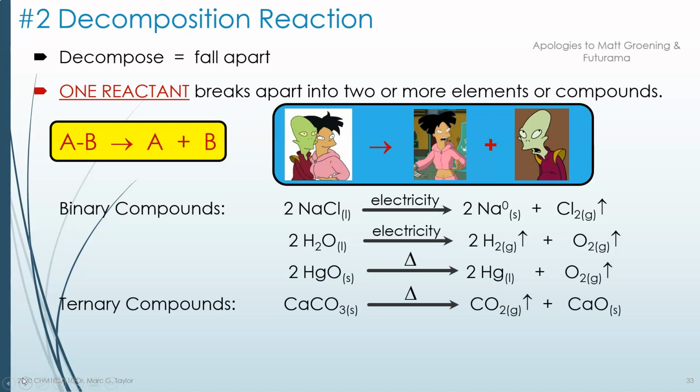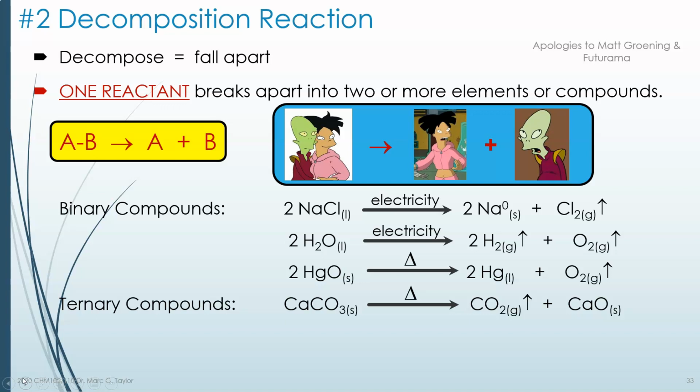Because you also have examples where you're starting with ternary compounds. These are compounds that have three or more elements in them. Calcium carbonate. If you heat it up, you don't get calcium and carbon and oxygen. You get carbon dioxide and calcium oxide.